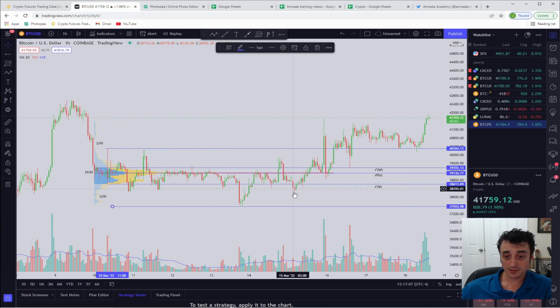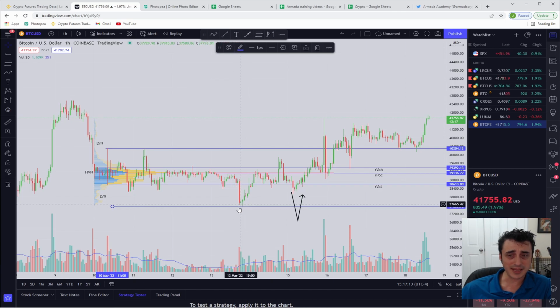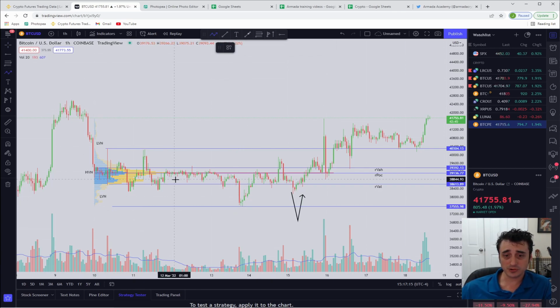But over here, this could have gone down here, and this could have gone down here and formed a new low. So you're going to want to be careful with that too. You can almost feel confident on the way back up, longing this. But again, I don't care for that either.